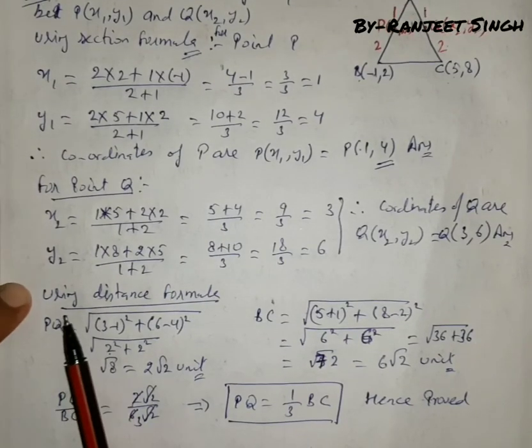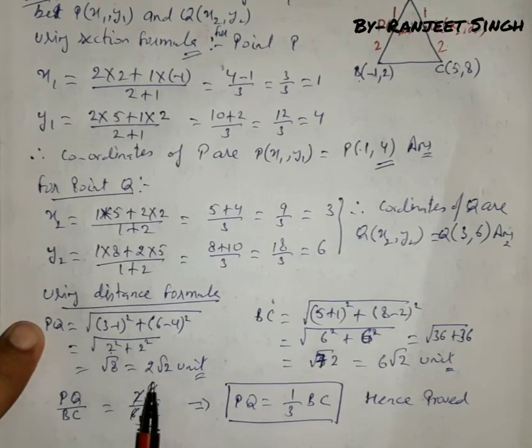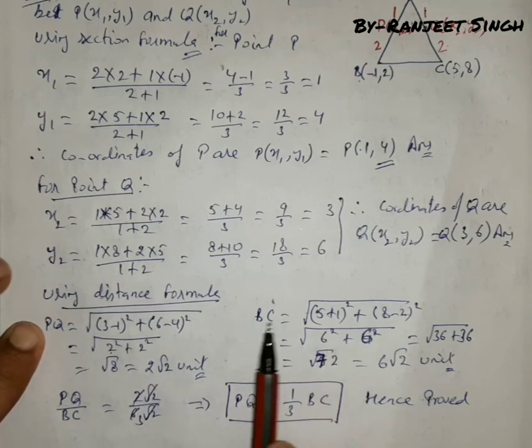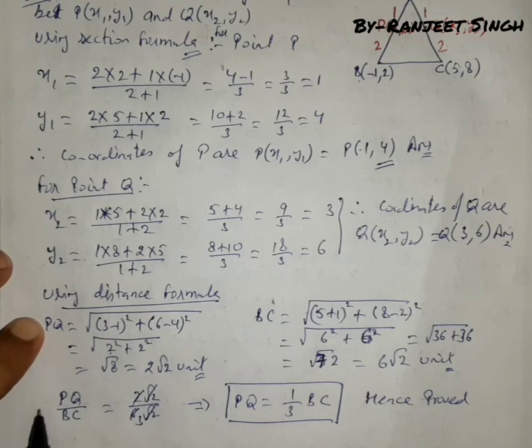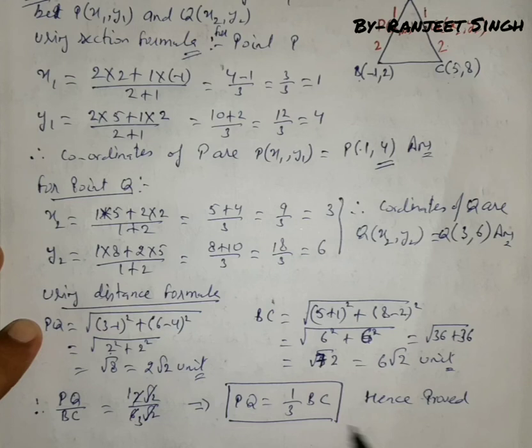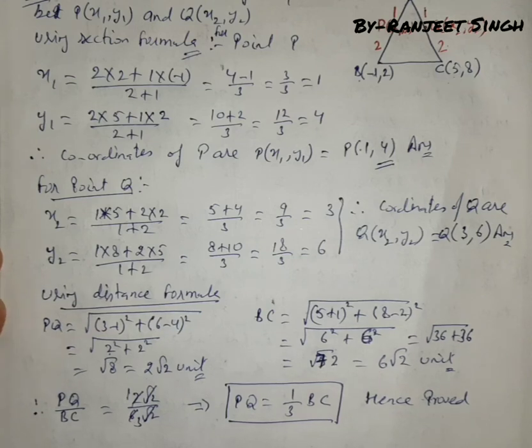So once again, we had written PQ, so that we got 2 root 2 and BC 6 root 2 unit. So now we have to find the ratio. So therefore PQ over BC equal to 2 root 2 over 6 root 2. So root 2 will get cancelled, and 2 over 6 is 1 over 3, and therefore now cross multiplying, PQ equal to 1 over 3 BC. So this is the solution for this part.